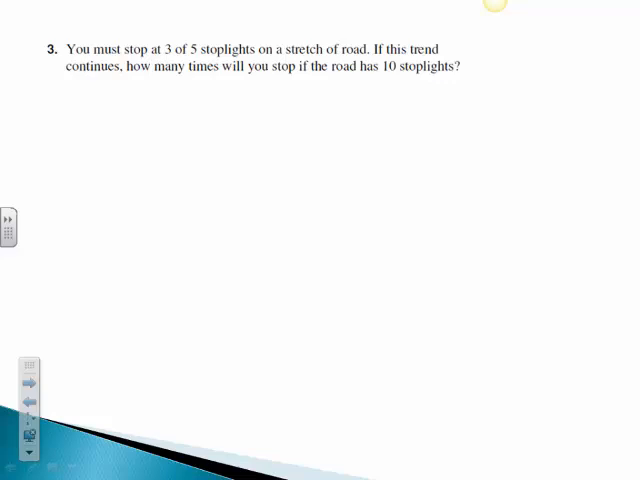Your turn. Go ahead and try number 3. All right, if you did this one correctly, you would have gotten 6 times. If not, go ahead and listen. Here we go. It says you must stop at 3 of 5 stoplights. So that's our probability of how many times we're going to have to stop on a stretch of road.